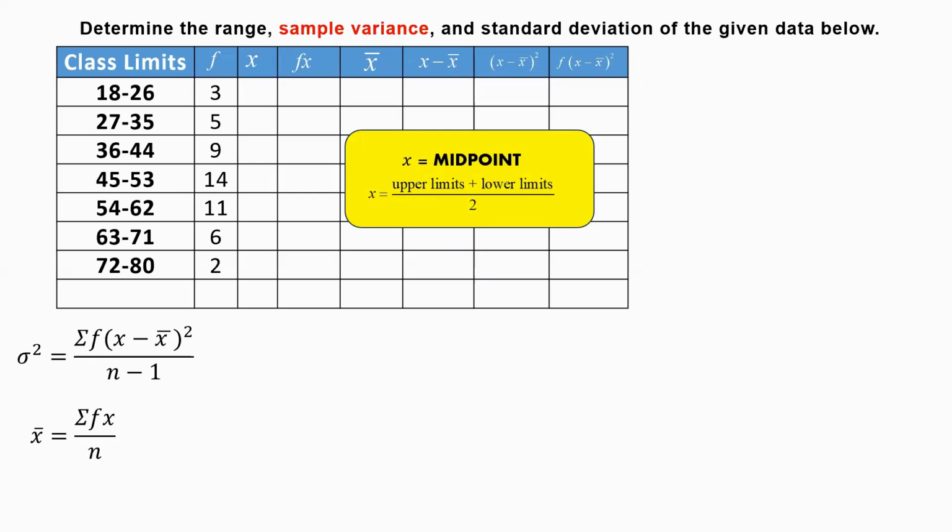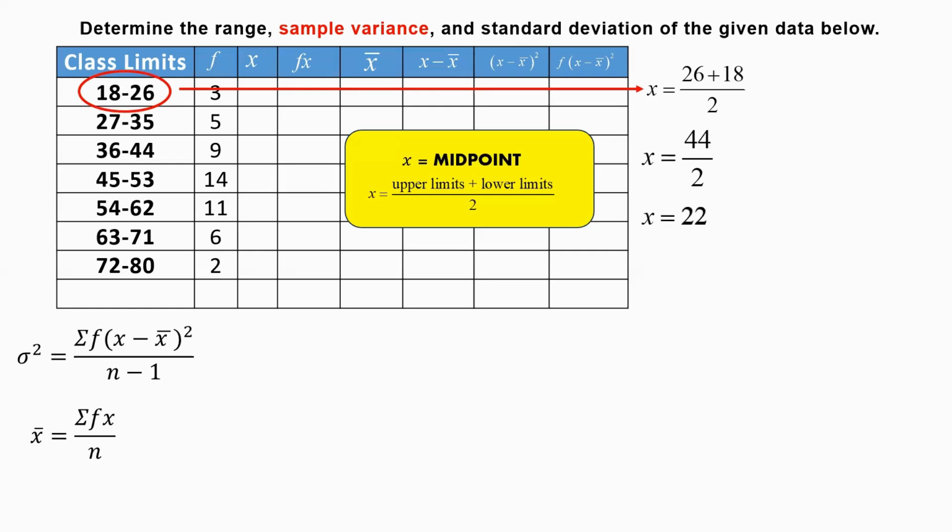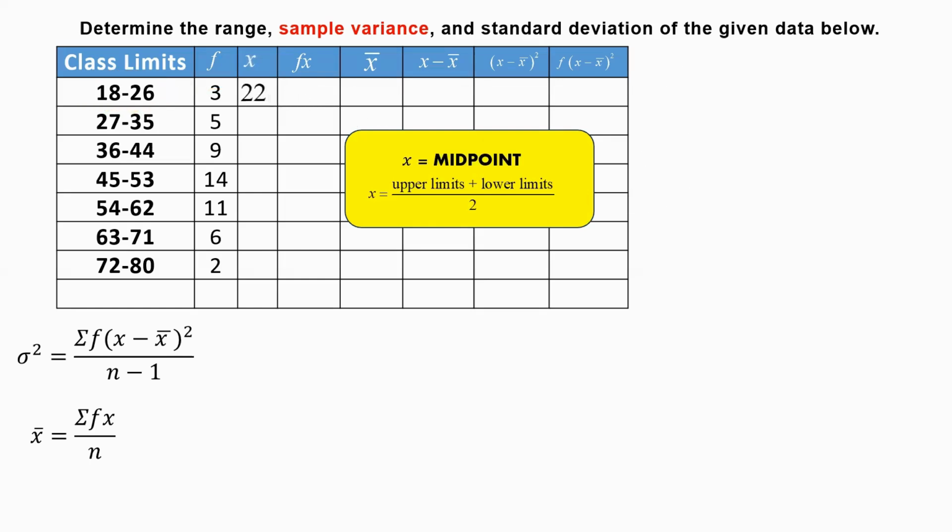So for us to get the upper limit, what is the highest limit in the first row? That is 26. The lower limit is 18. So now, for the first row, that is 26 plus 18 divided by 2, that is equal to 44 divided by 2, we have 22, which is the midpoint of the first row. We write that on the first row.